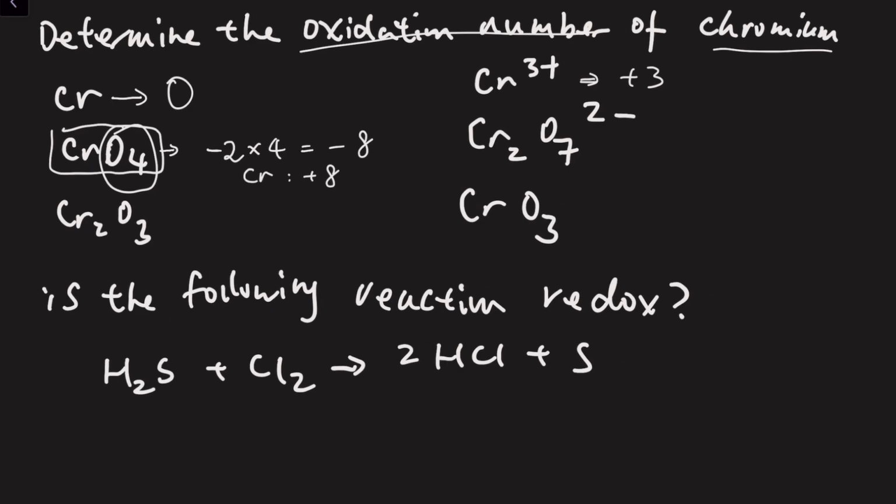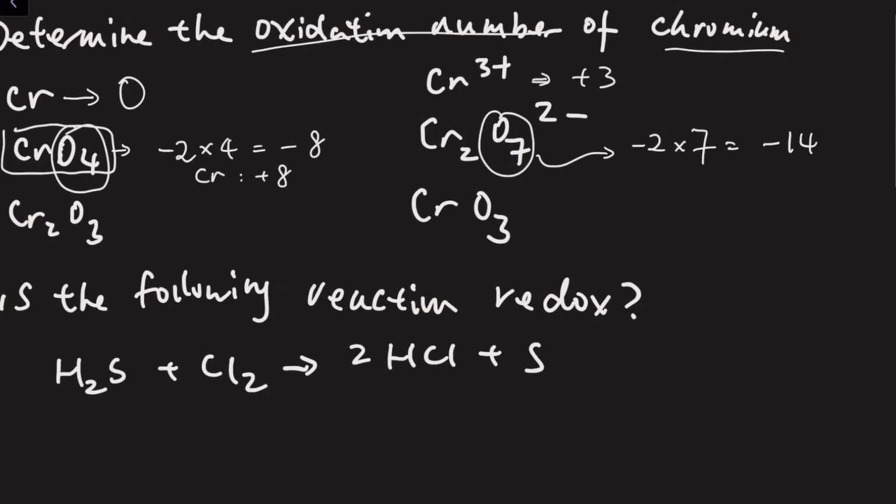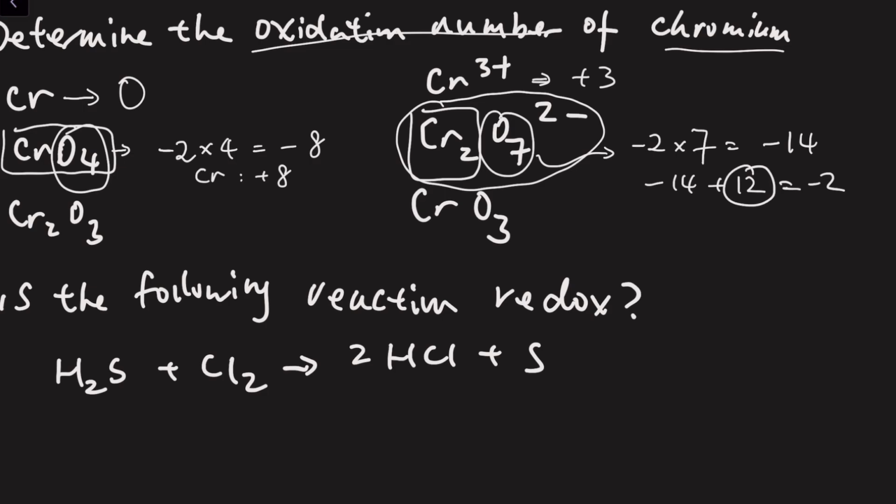For this one, let's do the oxygen first. -2 times 7 is -14. And the overall charge is -2. So -14 plus 12 is -2. So the sum of oxidation numbers for chromium must be +12. Since there are 2 chromium present, you divide by 2. So the oxidation number is +6.